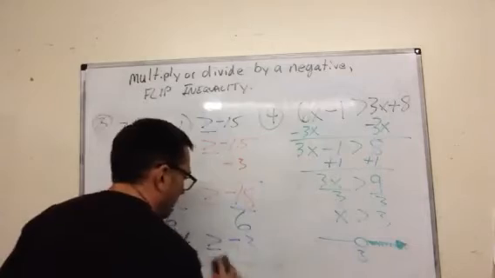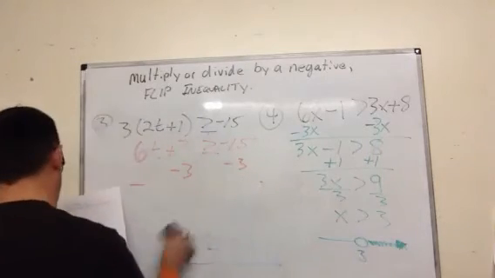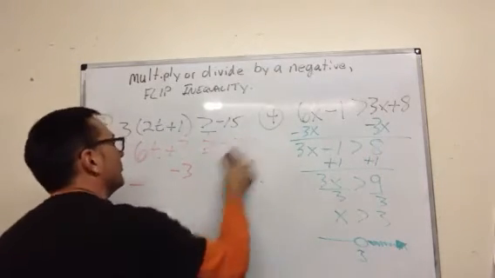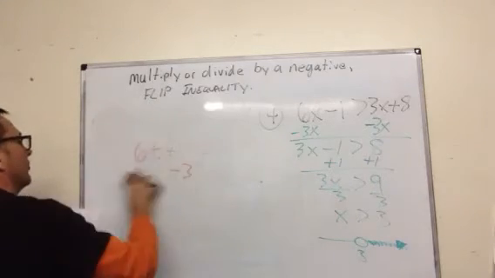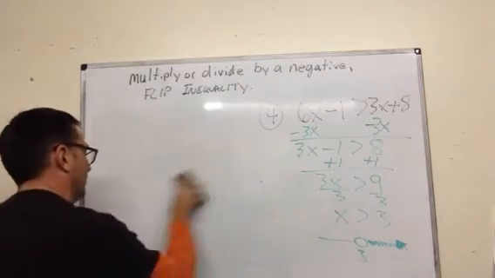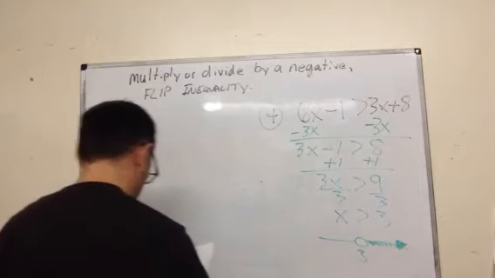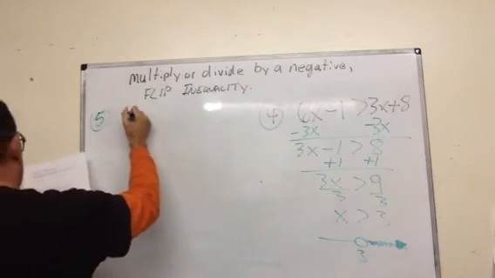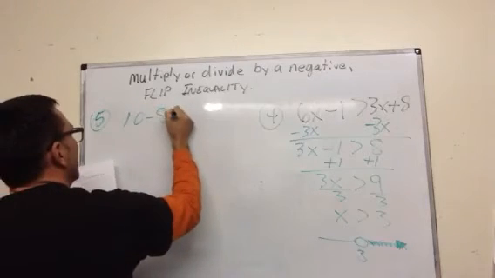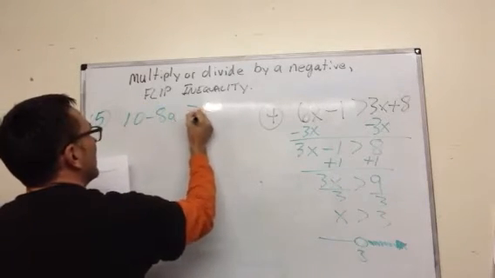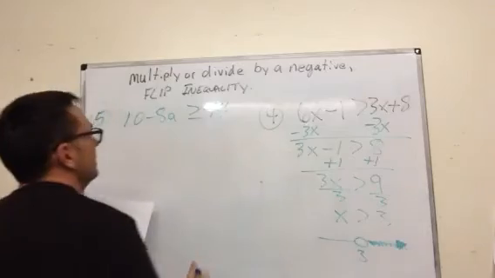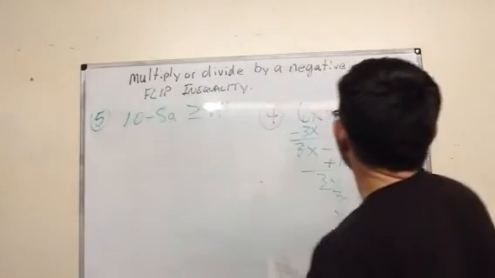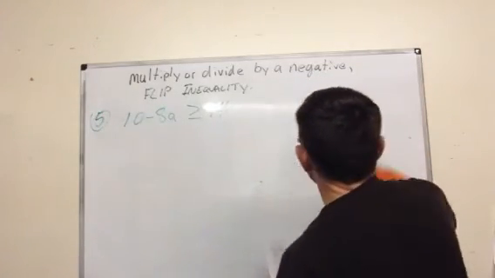Two more problems. Here's number 5. 10 minus 8a is greater than or equal to negative 14. So think about, what are we going to do first on this problem?